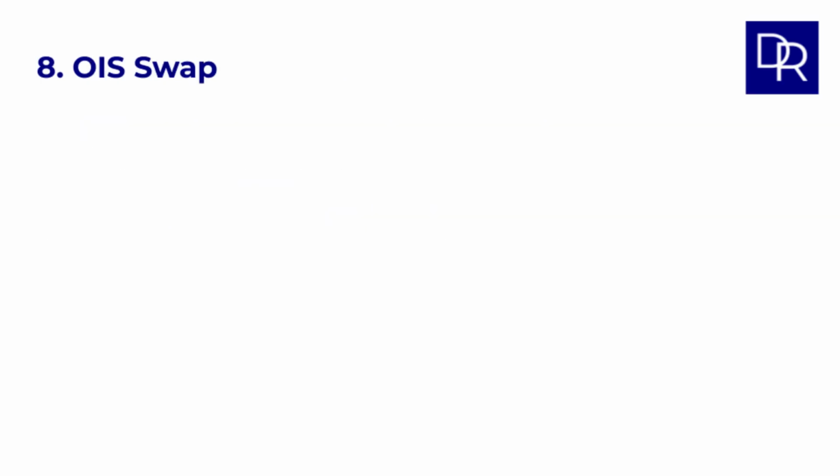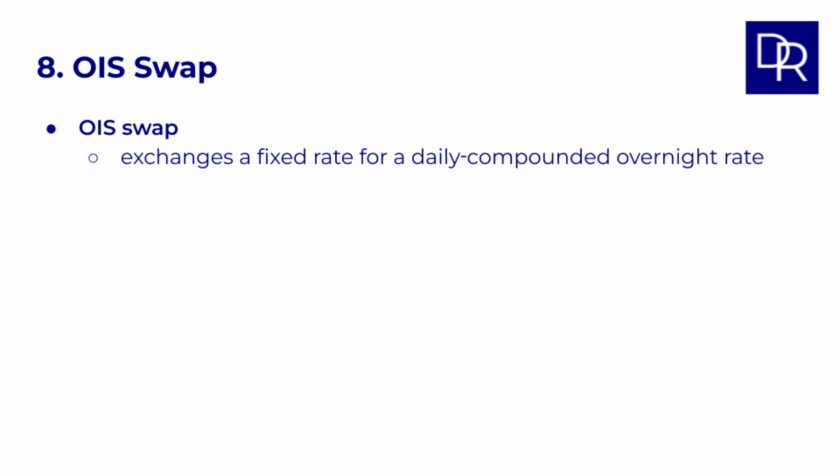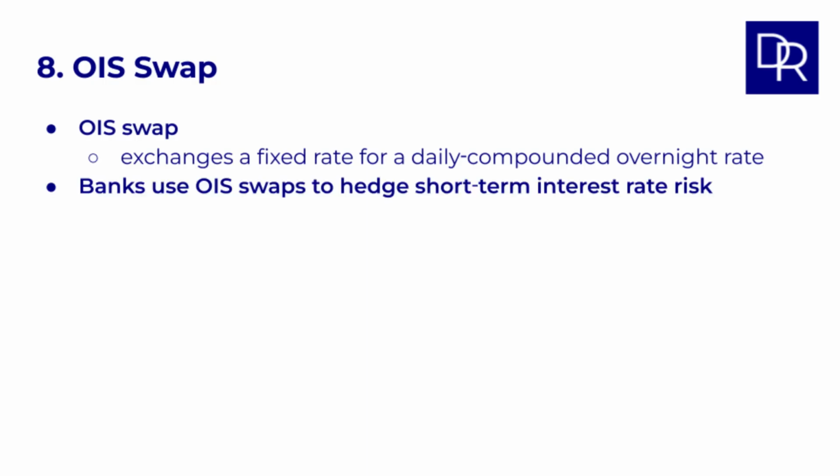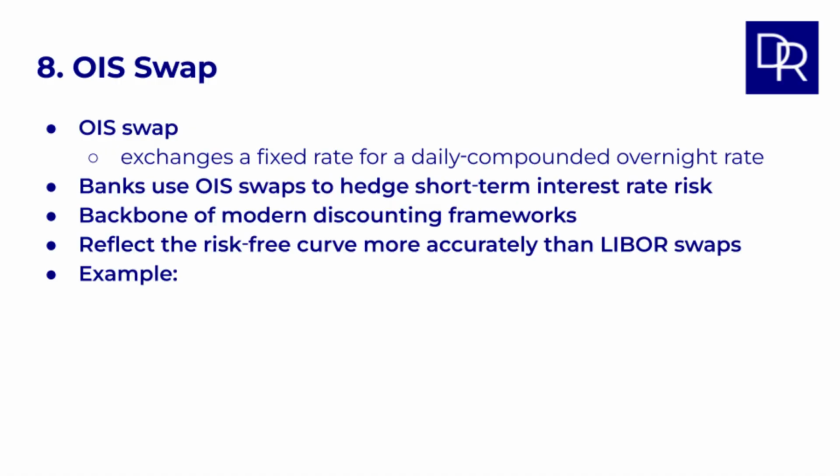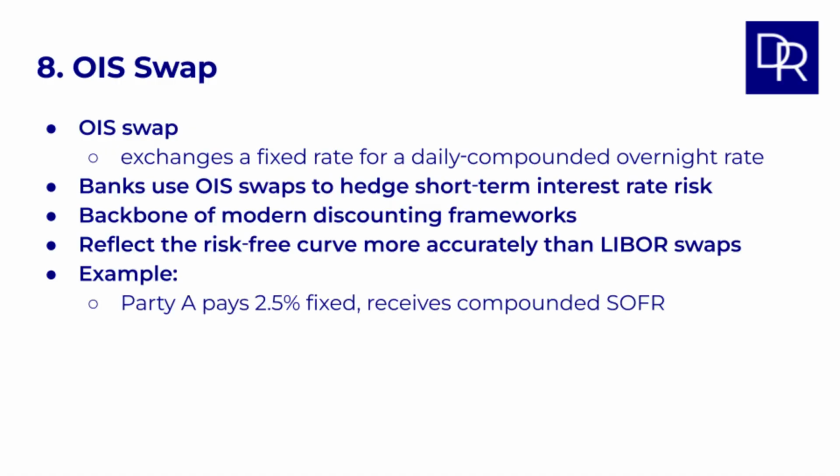Number 8, OIS swap. An OIS swap exchanges a fixed rate for a daily compounded overnight rate. Banks use OIS swaps to hedge short-term interest rate risk. These swaps also form the backbone of modern discounting frameworks. An example, party A pays 2.5% fixed and receives compounded SOFR.